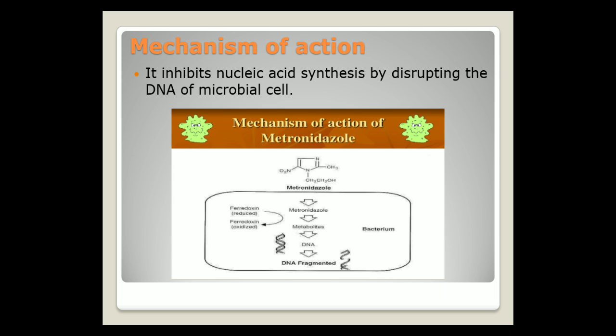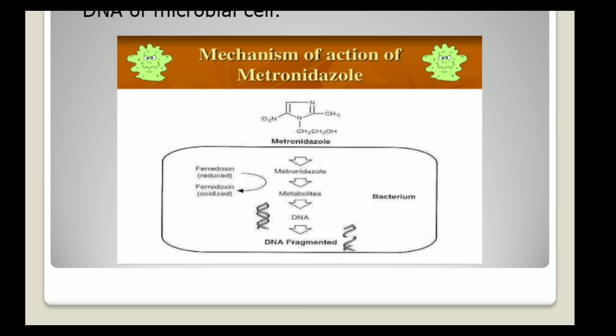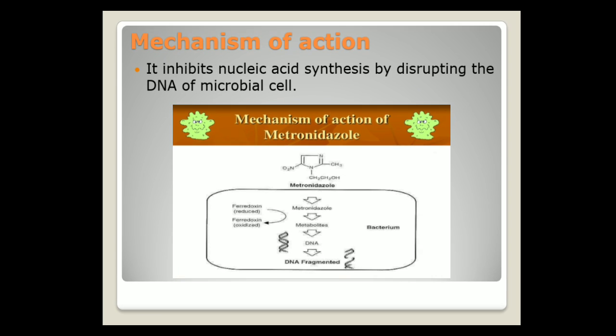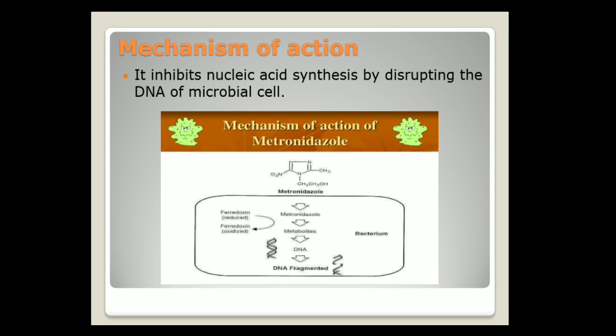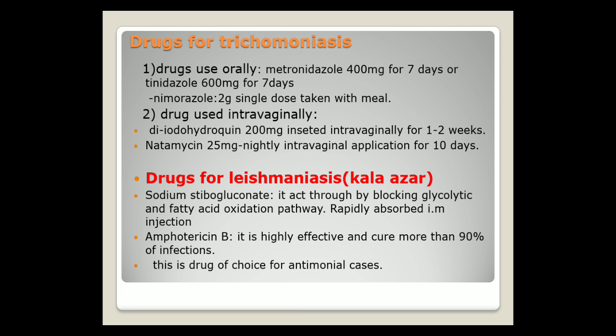Mechanism of action of metronidazole. Metronidazole acts by inhibiting nucleic acid synthesis or by disrupting the DNA of the microbial cell. Metronidazole is converted to metabolites that bind DNA. It causes DNA fragmentation or disruption, or acts by inhibiting DNA or nucleic acid synthesis.